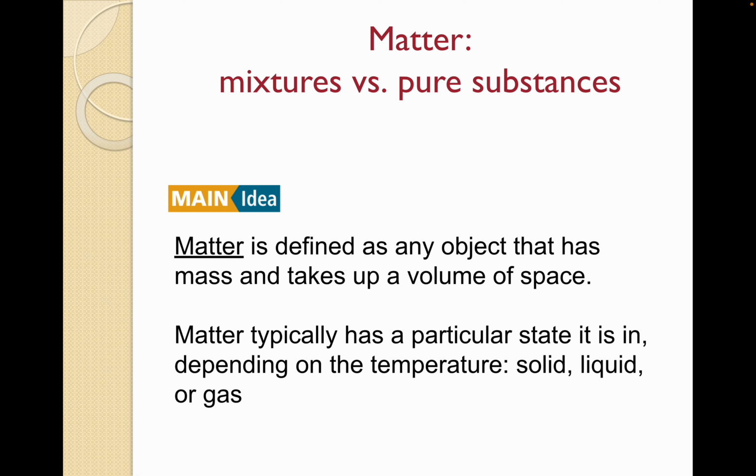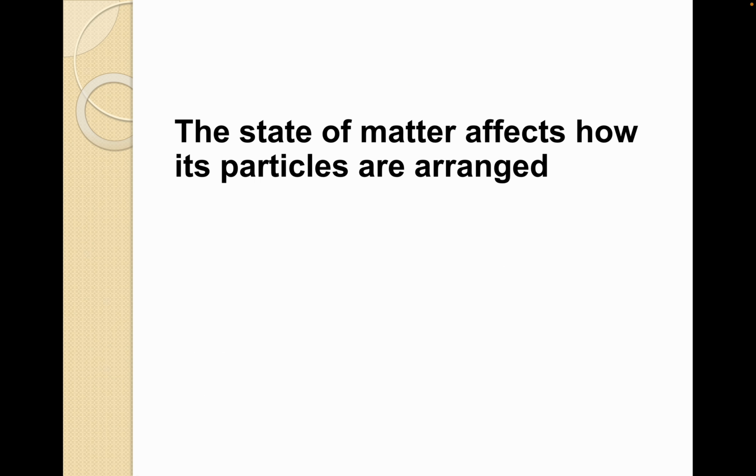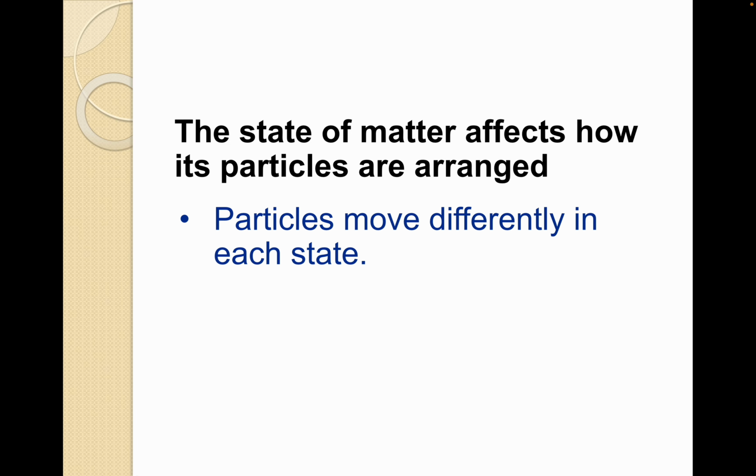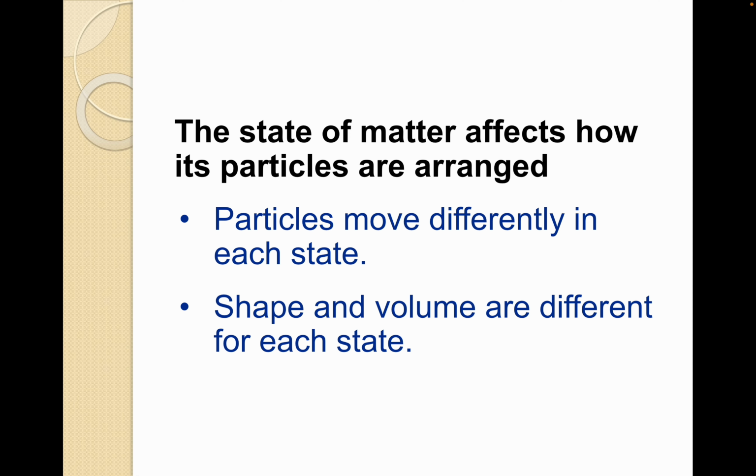Matter typically has a particular state it is in. We obviously know what these are: solid, liquid, gas, and those depend on the temperature, which is also called the average kinetic energy, which we will get into later on. The state of matter affects how the particles of that matter are arranged. Particles will move differently in each state. They'll be closer together, they'll be farther apart, they'll move fast, they'll move slow. It depends on the state, which we'll get into. Shape and volume are different for each state. So let's get right into it.